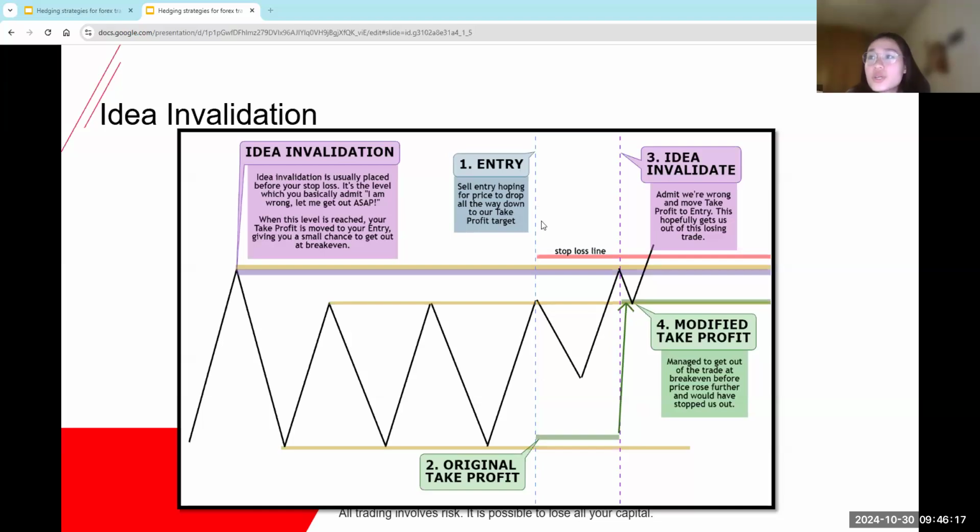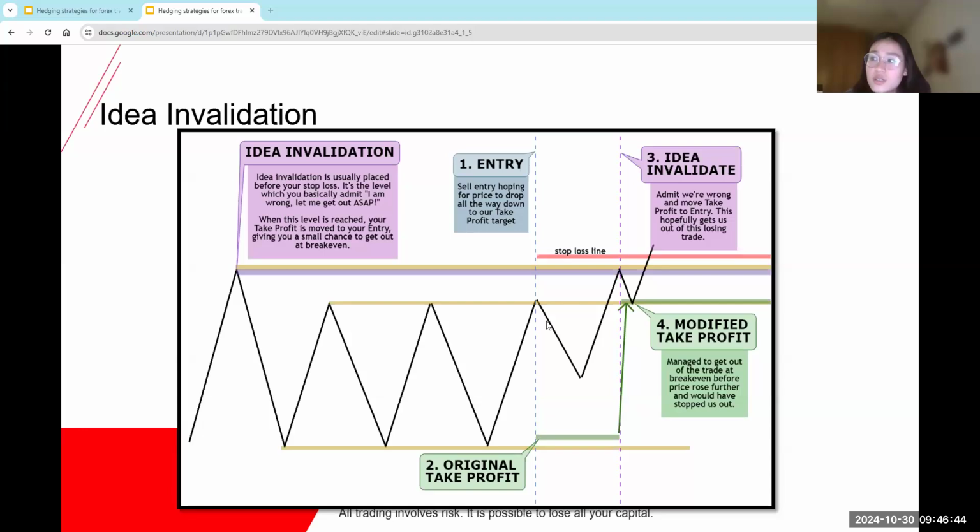Okay, so your sell entry, we're hoping for price to drop all the way down to our take profit over here. And you can take note of where we place our take profit as well. We place it before this support level since there are three swing lows in the support. As for our stop loss, we're placing it beyond this huge resistance area here with the swing high.